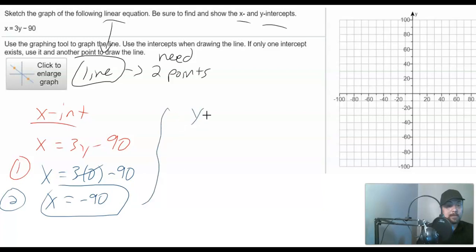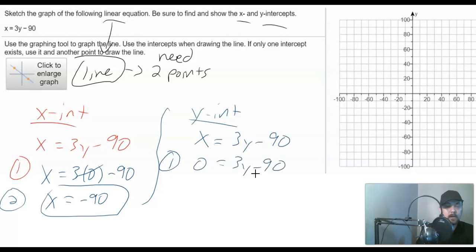The y-intercept, let's find that. So let's rewrite the equation. To find the y-intercept, the first step is to set x equal to 0. And then the second step is to solve that for y. Now this time we're going to have to do a little bit of work. So to solve this for y, we'll add 90 to the other side. We get 90 is equal to 3y. You divide by 3 on both sides, and you get that y is equal to 30. So let me rewrite that y. Okay. So you get y is equal to 30.